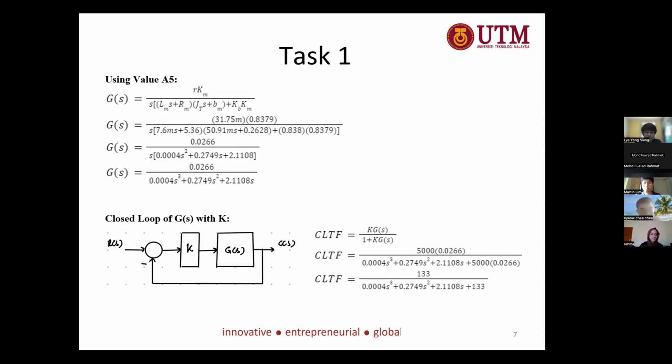For task 1B, by using the set A5 values, we simply plug in the values and calculate. Simplifying it, we get the open loop transfer function as 0.0266 over 0.004 S cubed plus 0.2749 S squared plus 2.1108 S. As for the closed loop transfer function with unity gain, we put in a K gain value and calculate using the equation closed loop transfer function equals KGS over 1 plus KGS, which gives 133 over 0.004 S cubed plus 0.2749 S squared plus 2.1108 S plus 133.